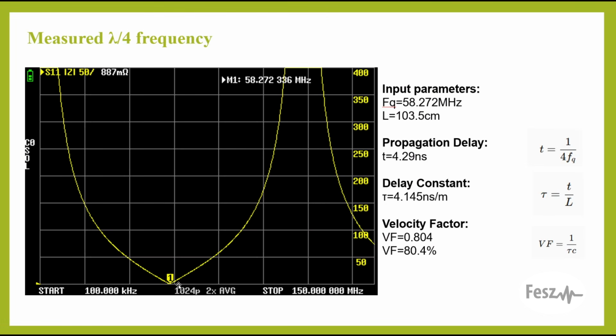With this cable, the measured value is occurring at 58.2 MHz, and this equates to a propagation delay of 4.29 nanoseconds, which can be converted into a delay constant of 4.14 nanoseconds per meter, and from this you can determine what length you need for a specific delay. Also, we can determine the propagation velocity, which in our case is 80.4% of the speed of light. So depending on your use case, one or the other of these values will be needed.